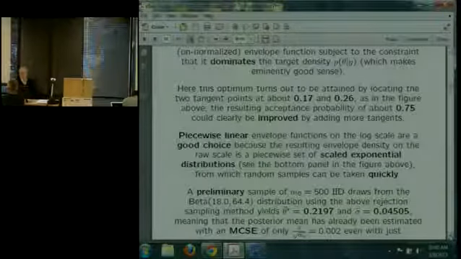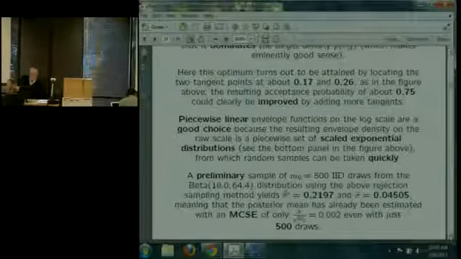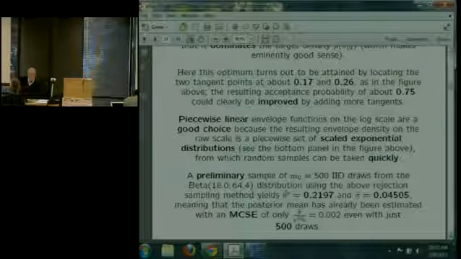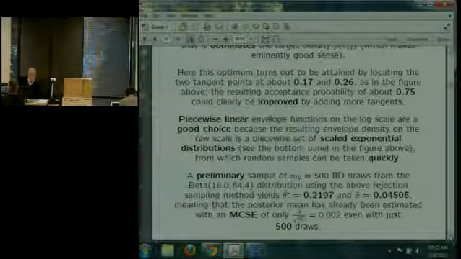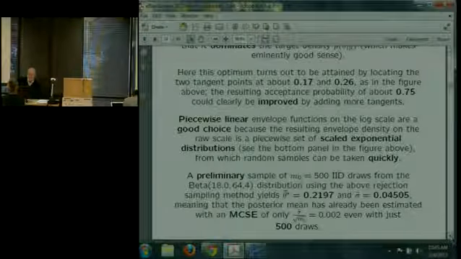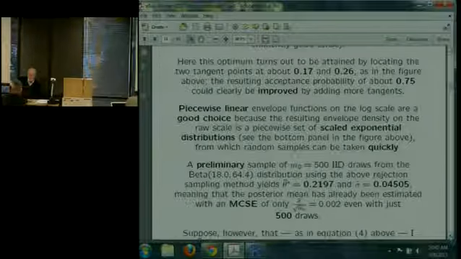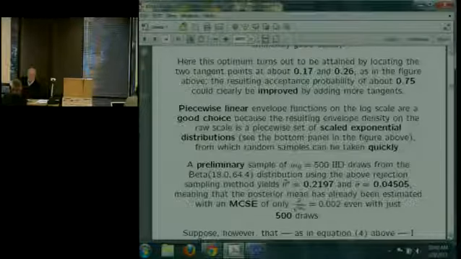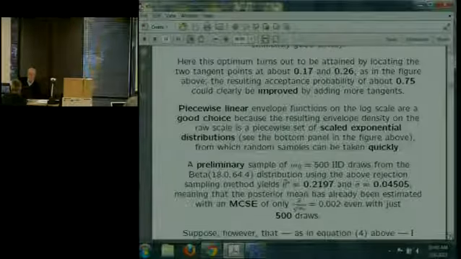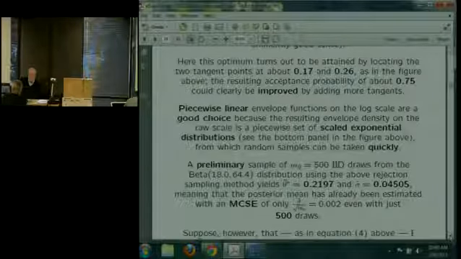Okay, so I made a preliminary sample of M0, let's call it, 500 IID draws using the rejection sampler. And I got a theta bar star of 0.2197 and a sigma hat of 0.04505. And then I worked out where things were. And already with only 500 draws, that sigma hat over the square root of 500 is already on the order of 0.002. So even with only 500 draws, I've already gotten quite a lot of accuracy about the posterior mean here.